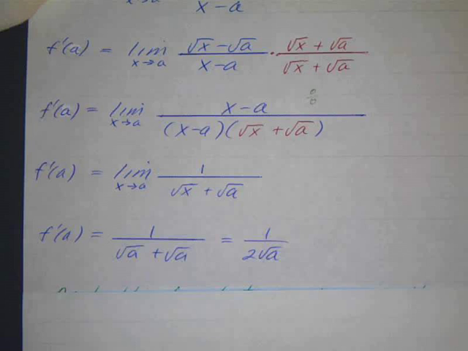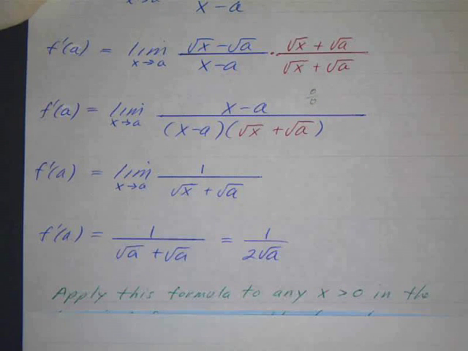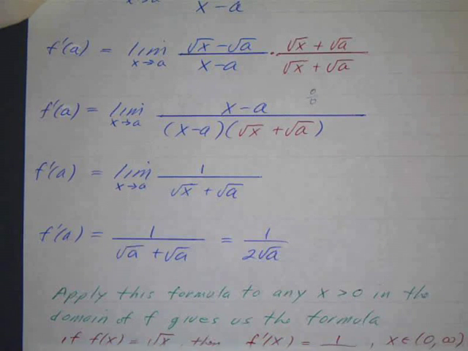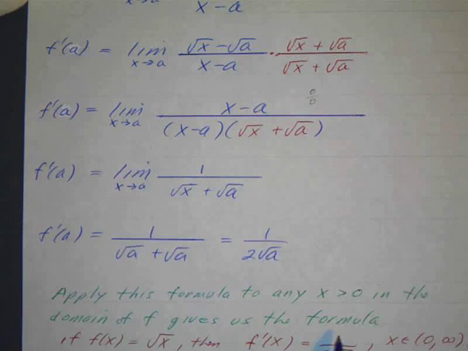Now, this is nice, and especially in this case, because what we can do is apply this formula to any x greater than 0 in the domain of f. Applying this formula to any x greater than 0 in the domain gives us this formula: if f of x equals the square root of x, then f prime of x equals 1 over 2 times the square root of x, as long as x is in the domain of 0 to infinity. Can't be negative, can't be 0.